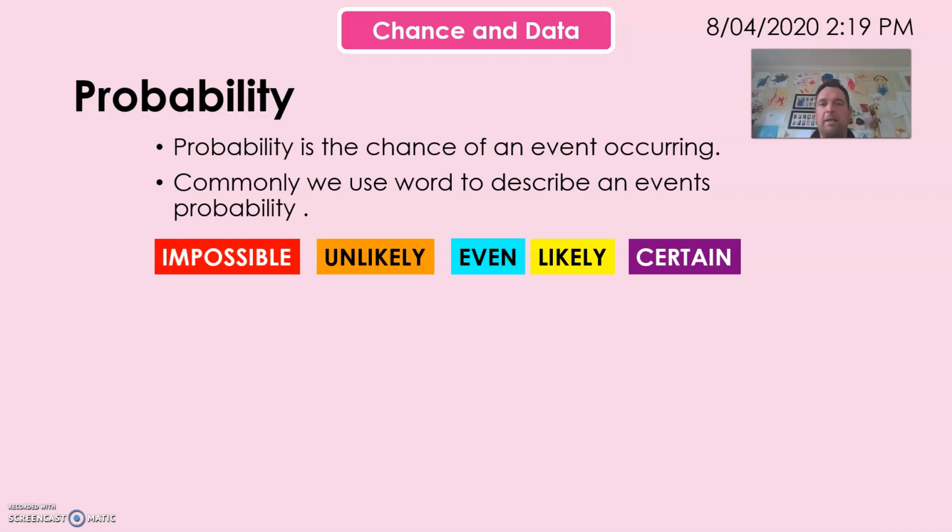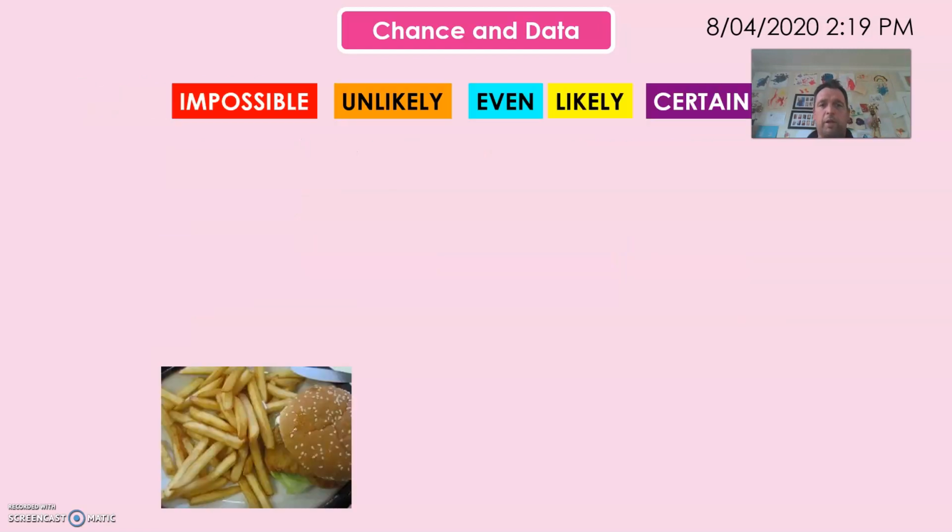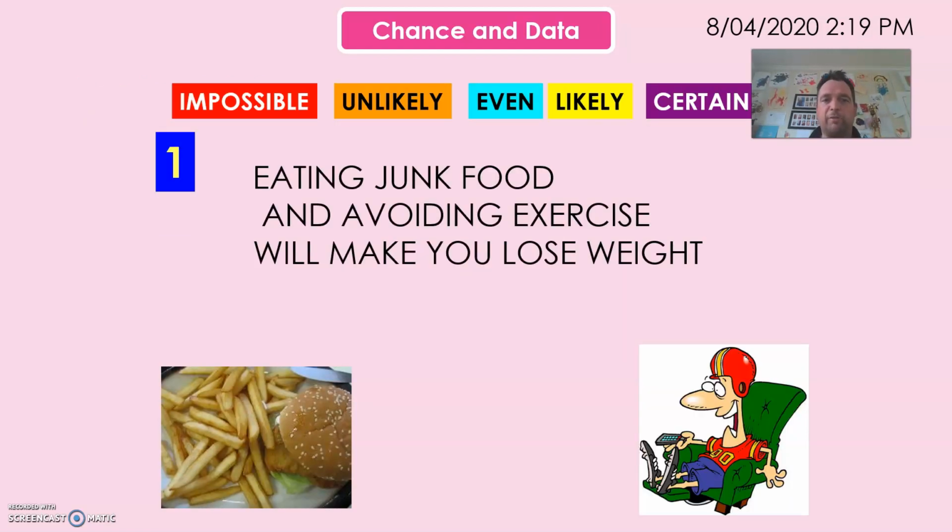So we should be able to look at any event and use those words to describe the chances of it happening. On the following slides, we're going to have different events, and you've got to try and use one of those words to match it. So maybe in your workbook beside you, list the numbers 1 to 6, and I just want the word that describes that event. The first event we're going to look at is: eating junk food and avoiding exercise will make you lose weight. So you've got to choose, is that impossible, unlikely, even, likely, or certain? Make your choice and write it down.